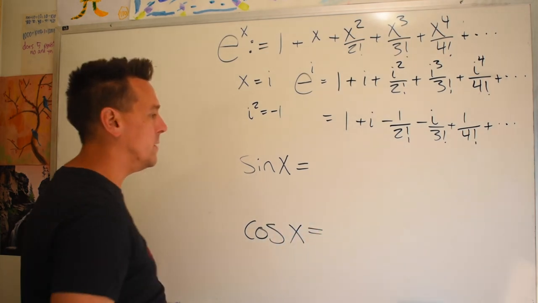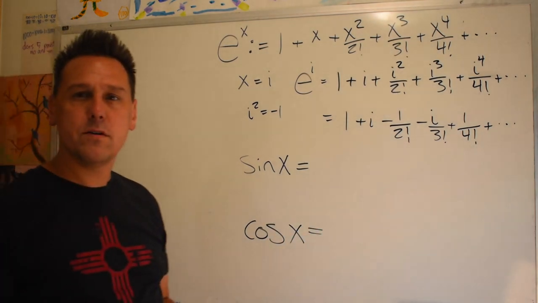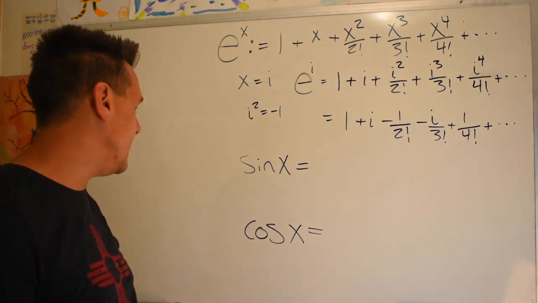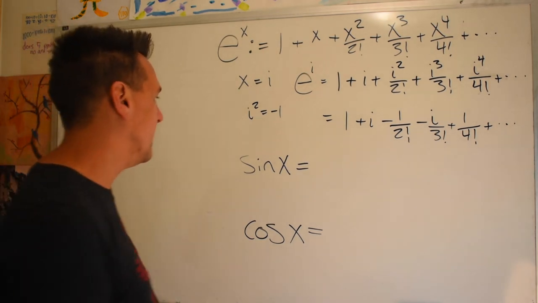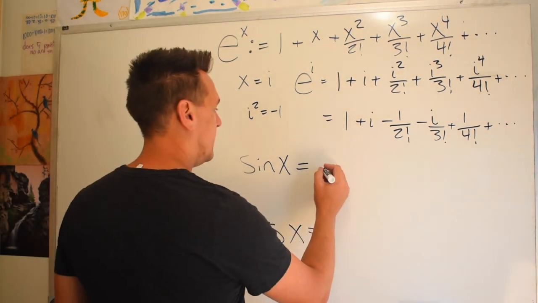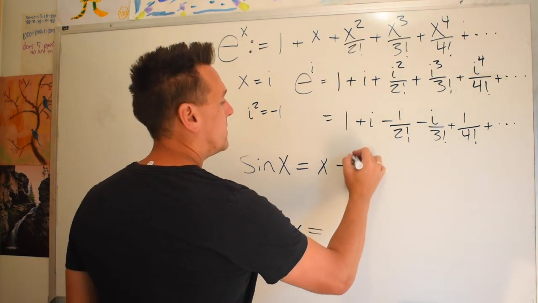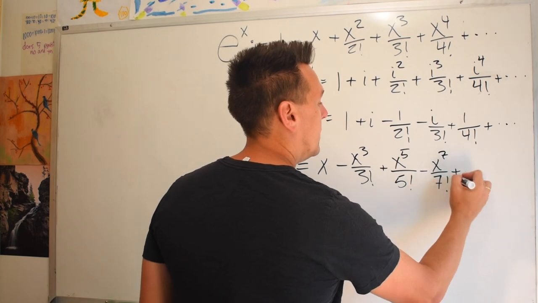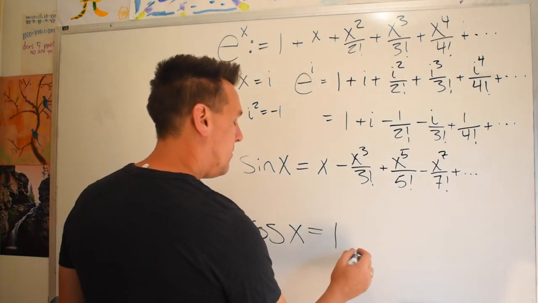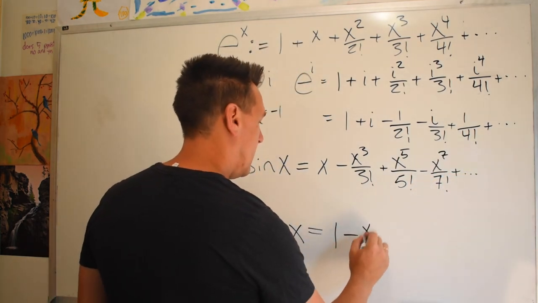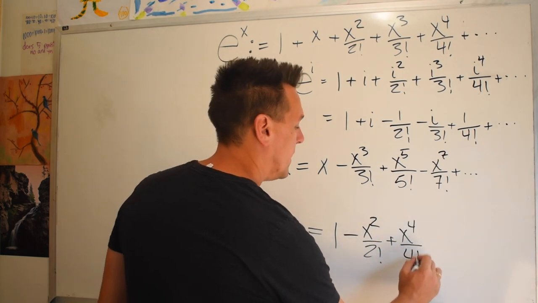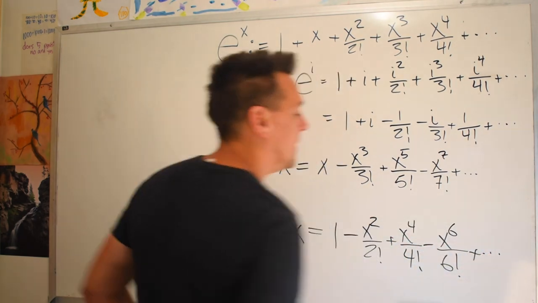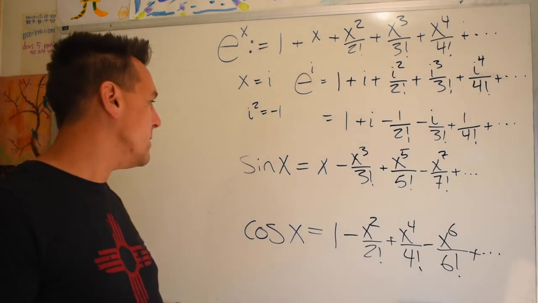And the easy way to remember them is that sine x is the odd powers for an odd function, and cosine x is the even powers for an even function. Cosine is x to the 0, minus x squared over 2 factorial, plus x to the 4th over 4 factorial, minus x to the 6th over 6 factorial. Now, where did I pull these power series from?